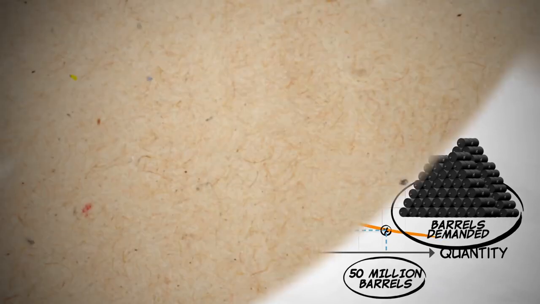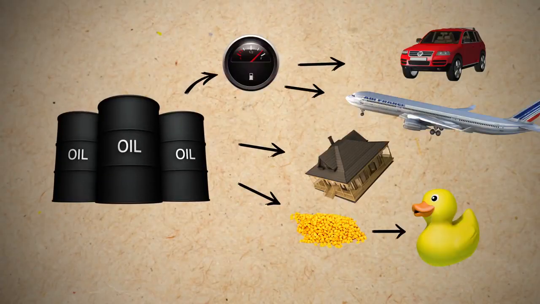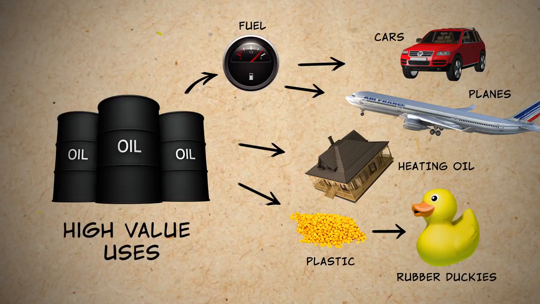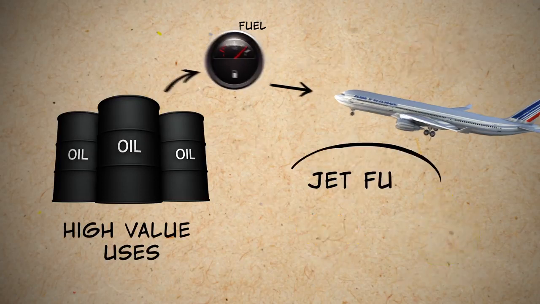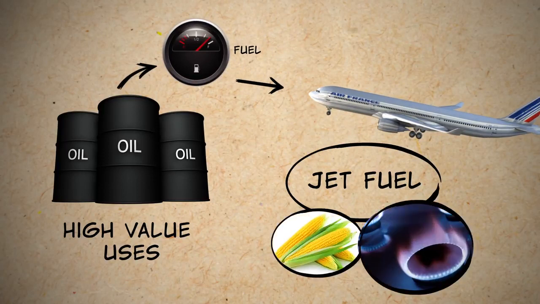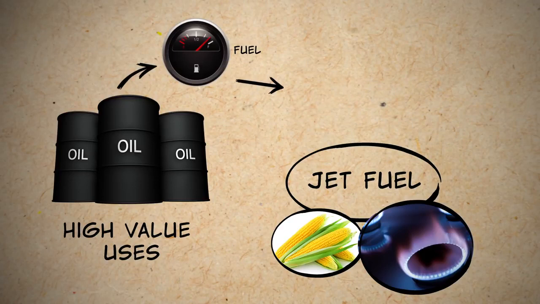But there's more to why the demand curve looks like this. As we mentioned before, oil has many uses. Some of those uses are high-value uses, uses for which oil has few substitutes. An example would be jet fuel. Right now, you can't fly jets on corn or natural gas. If you want planes that fly, you're stuck with using oil.